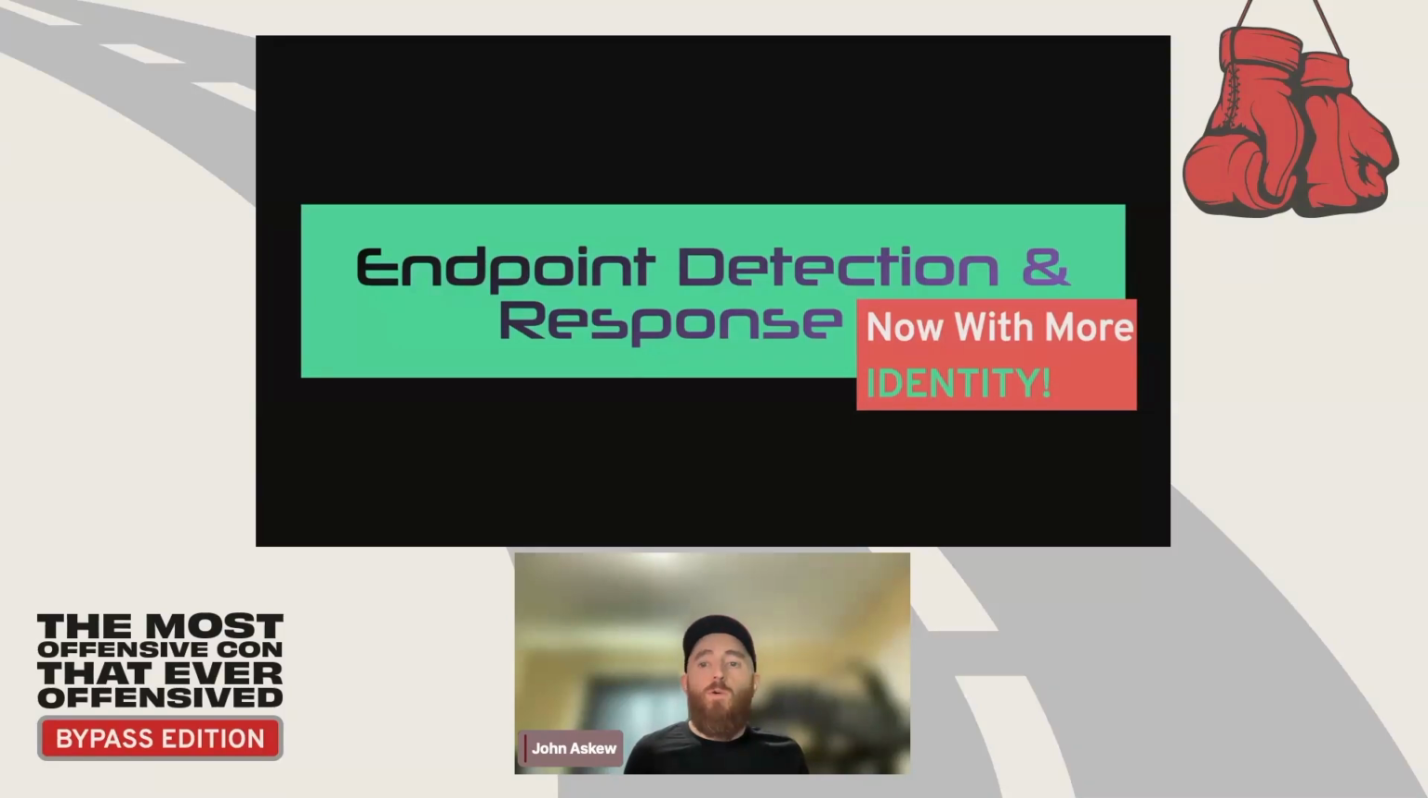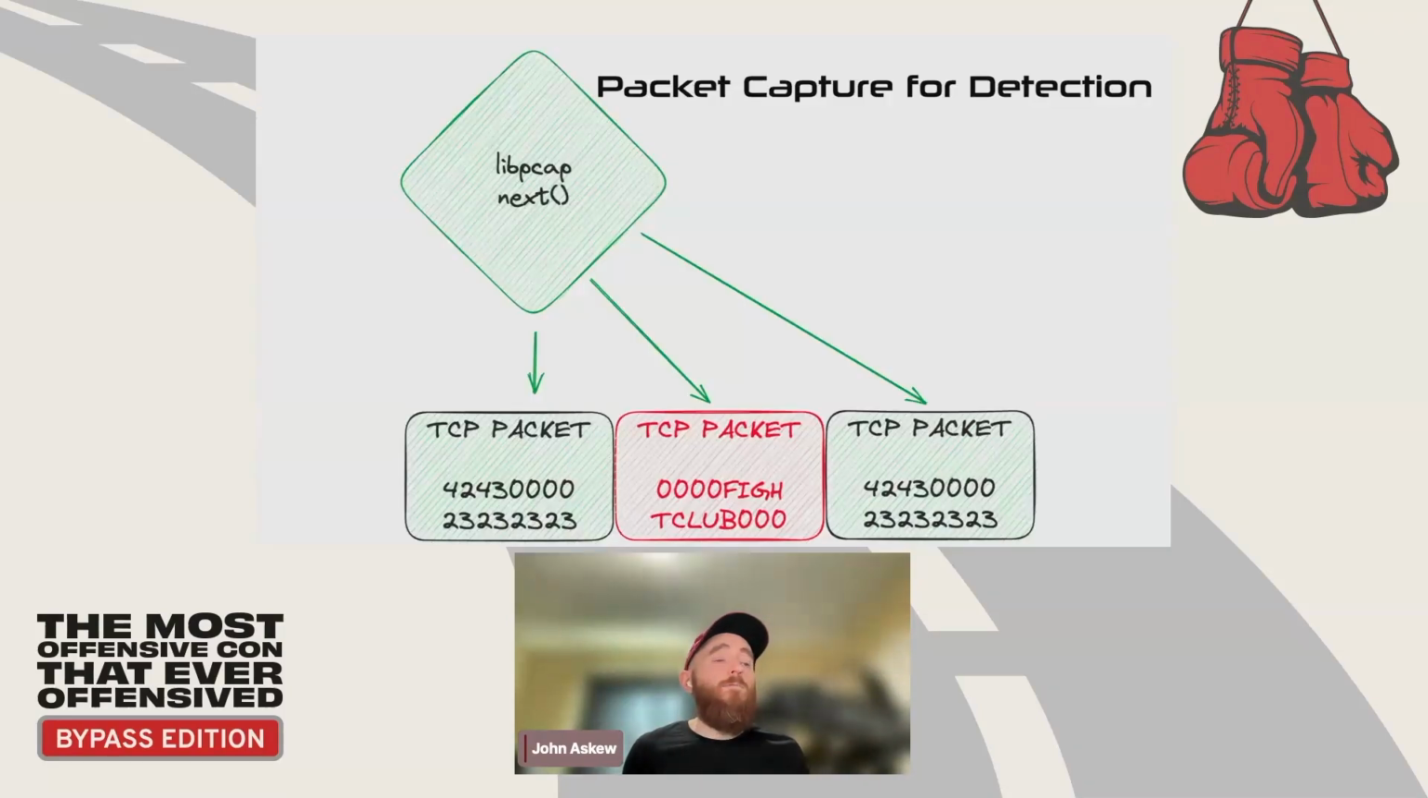Oftentimes, the way this will work is we'll have a packet capture engine like libpcap that gets used by the identity sensor. Libpcap and these other things have an iterative process of going through individual packets. So we'll call packet next, and it'll give us a packet, and we can scan that individual packet for bad stuff. If we have our string fight club in the packet, then we can flag that as a bad packet, and we know that maybe there's an attack occurring.